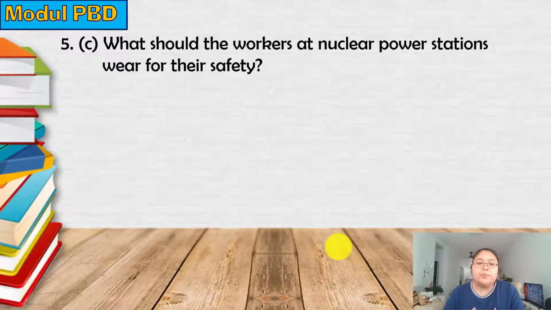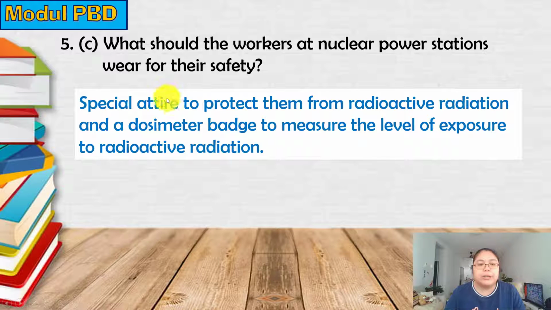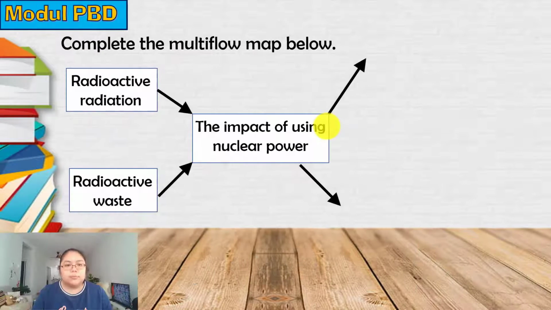Okay, after that, what should the workers at the nuclear power station wear for their safety? So we need to see the workers, they want to be safe. Although you're working at the power station, the first step, the special attire, to protect from the radioactive radiation, and also they got dosimeter badge, to measure the level of exposure to the radioactive radiation. If you just expose a little bit, that's okay. But if you expose for a longer time, that means you must protect yourself. Okay, complete the multi-flow format below.